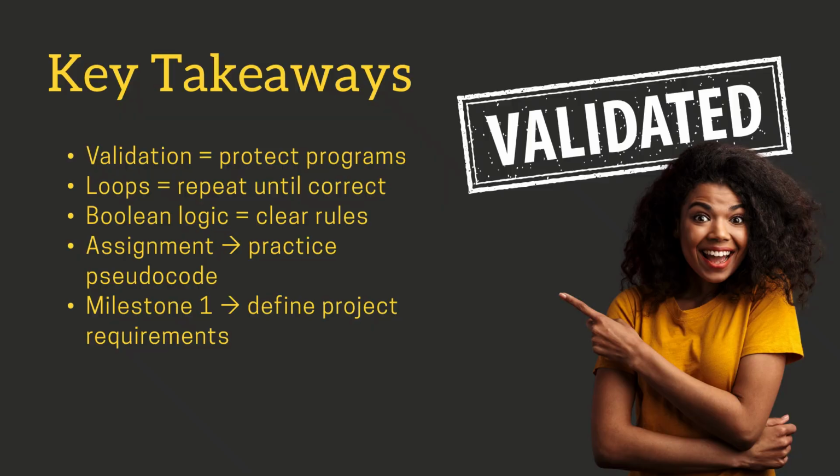Okay, so to wrap it up, input validation is about making sure programs only accept correct and expected data. We're going to use loops to keep asking until we get something valid. And remember, Boolean logic lets us create specific rules. Now, your assignment is going to give you practice writing pseudocode to validate input. And don't forget, you're also going to be working on your first milestone where you're going to restate the problem or the project requirements and build this high-level IPO chart.